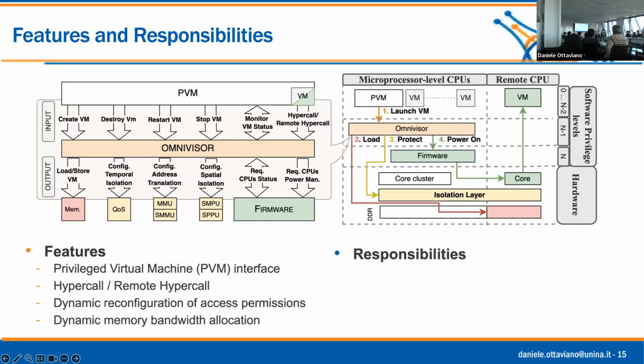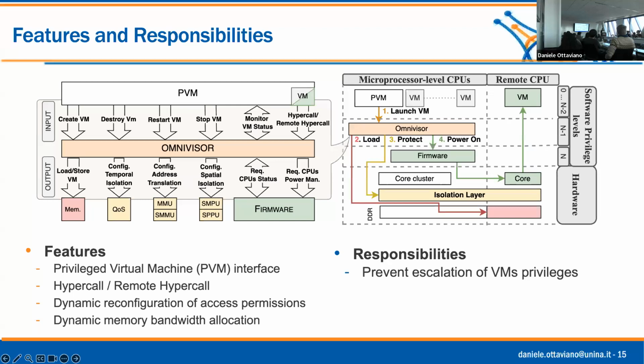Well, of course, in this sense, the Omnivisor has a set of responsibilities too. In the first row, we have to prevent the escalation of virtual machine privilege. If we intend the virtual machine as the software running on normal cores and also remote cores, it means that the virtual machine running on a remote core cannot access, for example, the MPU registers, because it does not have the right privilege to access the registers, right? And not the memory area of other virtual machines.